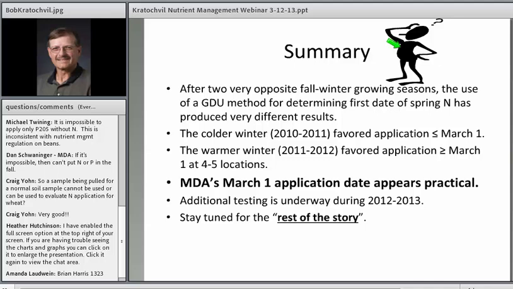We actually saw our best response at 4 of the 5 locations with an application either March 1 or later, rather than the earlier application. And this, at this point in time, kind of indicates that MDA's March 1 application date appears rather practical.